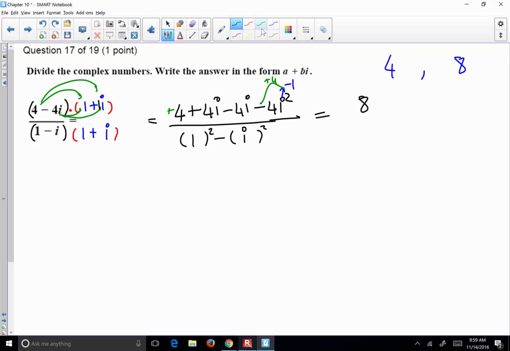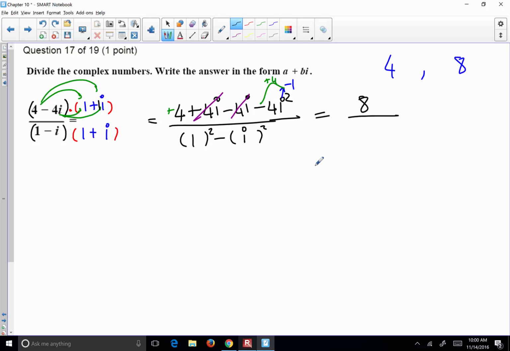Okay? Next, I told you these middle terms must combine. What do they combine into? 4 apples take away 4 apples is 0 apples. So you don't have anything, 0i in other words.